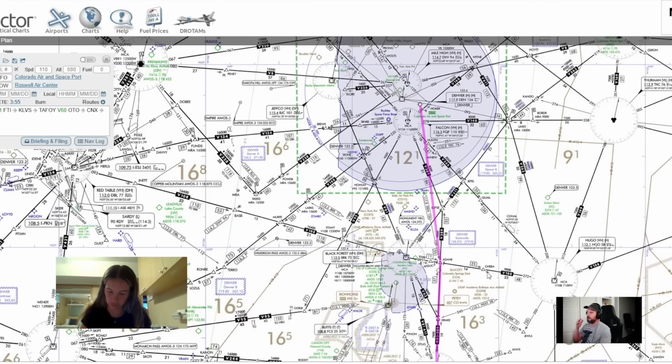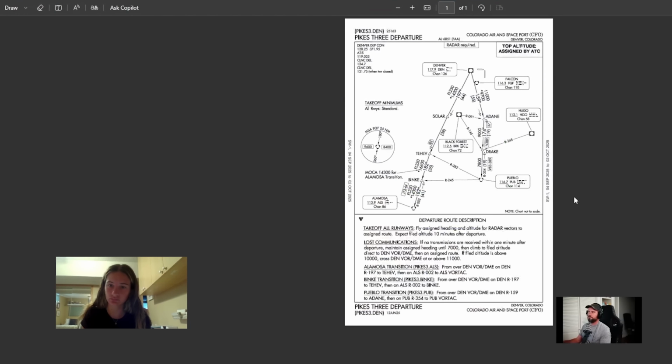There's nothing else I really want to talk about on that. We understand how to brief a departure procedure. Now, is this a SID or is this an ODP?